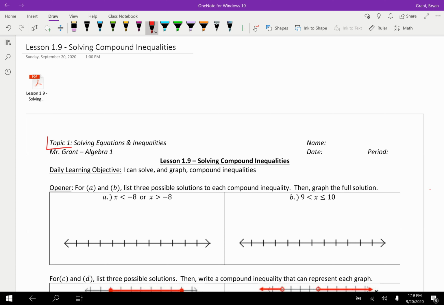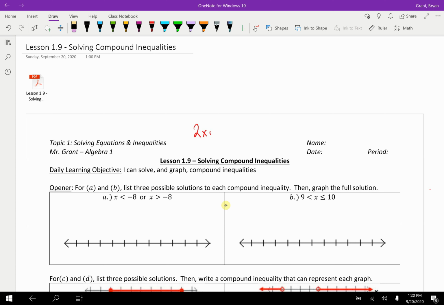As a reminder, your first topic was solving equations and inequalities, and we spent about 4 or 5 days working through equations. And then the last 2 days, you've learned about inequalities. First, 2 classes ago, you solved inequalities that look something like 2x plus 3 is greater than 10. And you worked on solving and graphing those.